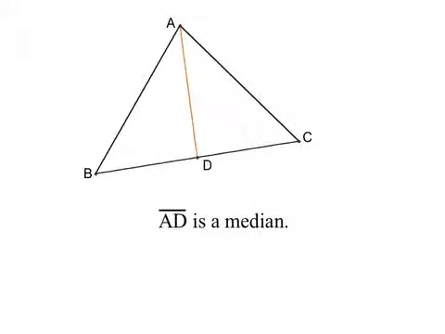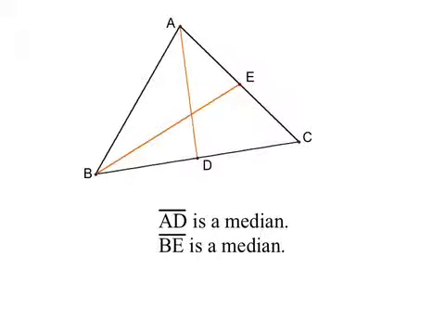So here's our first median. We've connected A to the midpoint of the opposite side, and D is the midpoint of side BC. Here's another median. B is connected to the midpoint of side AC, which is point E, and our final median is CF, because vertex C is connected to the midpoint F of side AB.